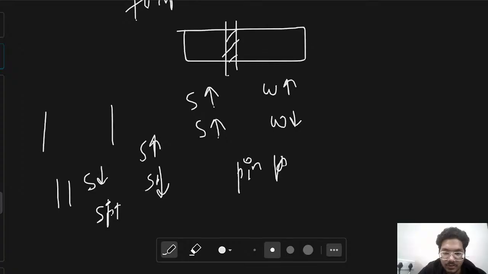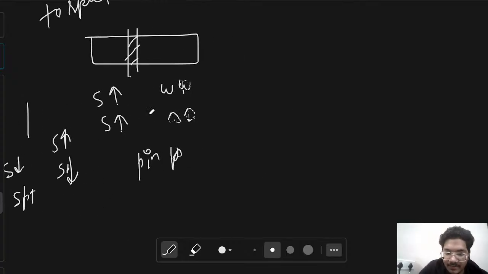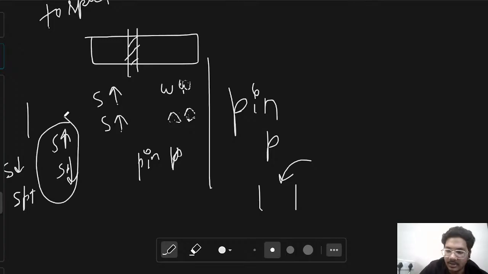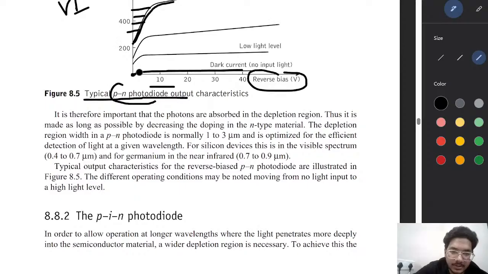To overcome this problem, we have to use the PIN photodiode, in which we widen the depletion region. As the depletion region is increased, the photon absorption also increases, and we can trade off between the sensitivity and the speed. So let's move forward to the next topic, the PIN diode.